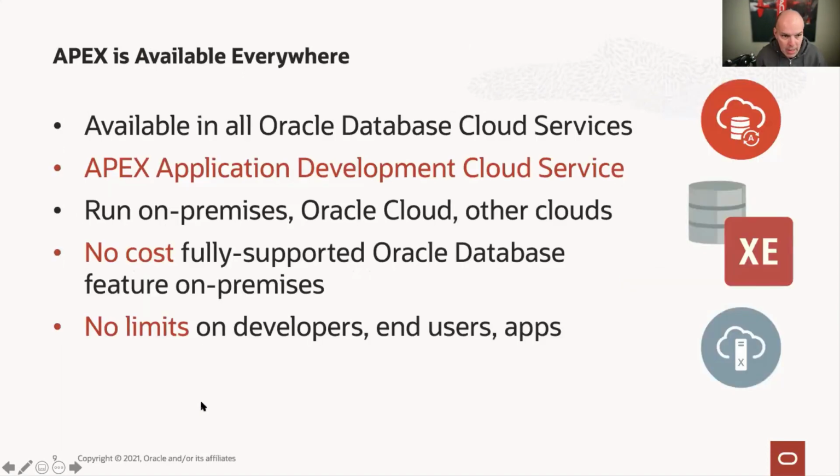So where can you get Apex? Everywhere. It's available in all Oracle Database Cloud services. Oracle DBCS or Database as a Service, Oracle Autonomous Database, Oracle Exadata Cloud Service. It's also available on the always free Oracle Cloud tier. What we'll be using today is the Apex Application Development Cloud Service. You can also run this on premises, as I talked about before, on Oracle Cloud, other clouds, and it is, like I said, fully supported.